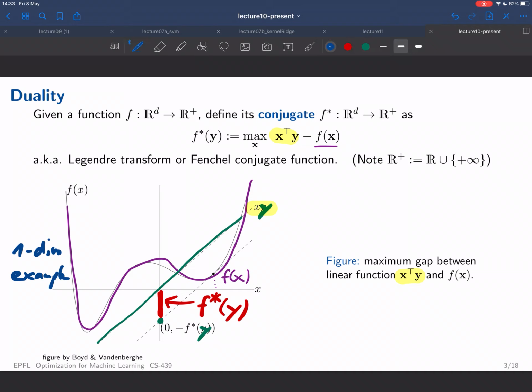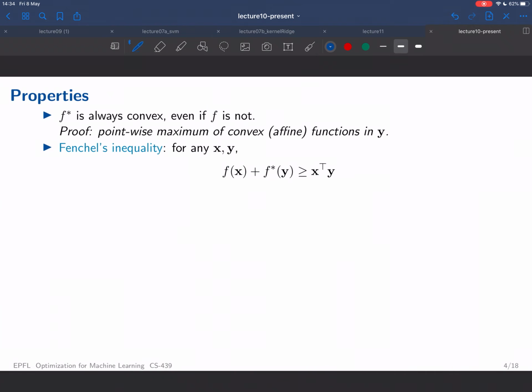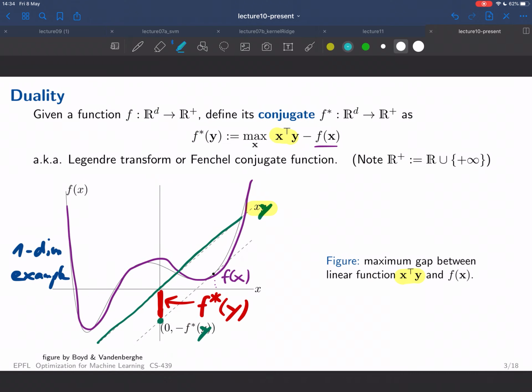Let's see what we can do with that. One important property is that this is actually a convex function. We have this on the next slide. That's kind of interesting: this thing is a convex function no matter if the original function was convex or not. So here is your f, then here is your f star. And why is that? If you look back, here's the definition. So why is that giving you convexity?